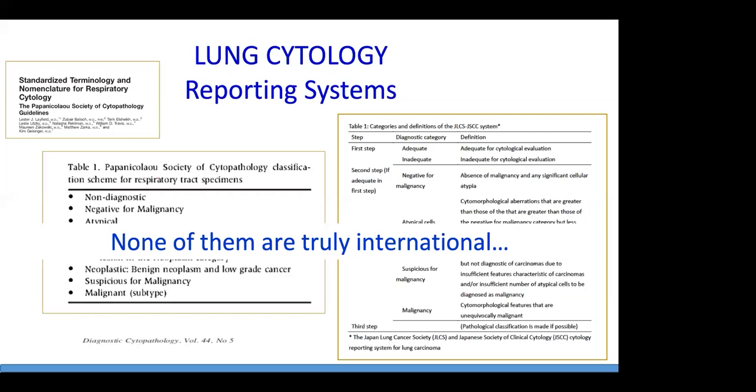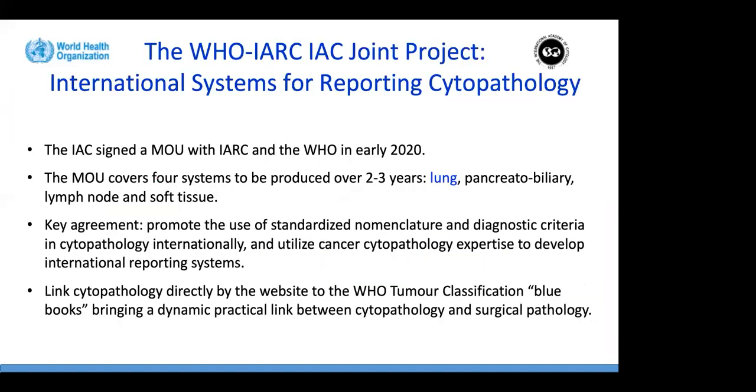In fact, none of these nomenclatures are truly international. And this is one of the reasons that in 2020, the International Academy of Cytology signed a memorandum of understanding with the IARC and the WHO to cover, at least in the beginning, 4 systems to be produced in 2-3 years. Lung, which we are talking about today, pancreatobiliary, which was already shown by Dr. Pittman, and lymph node and soft tissue, which we will present in future webinars.